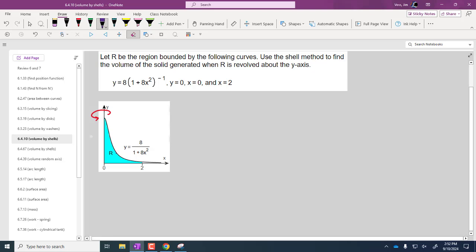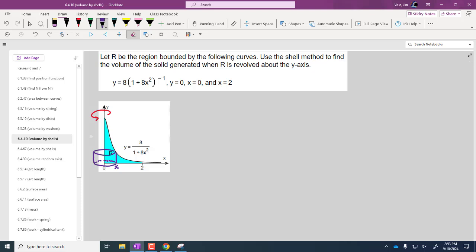So there is our random vertical element. We'll say that it's at a random x. Notice that when we create a cylinder, let's see if I can draw that cylinder in right there without totally messing up the look of this thing. So there's the cylinder that's created by our random element that we picked.